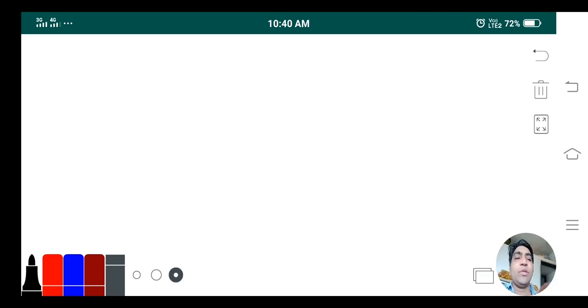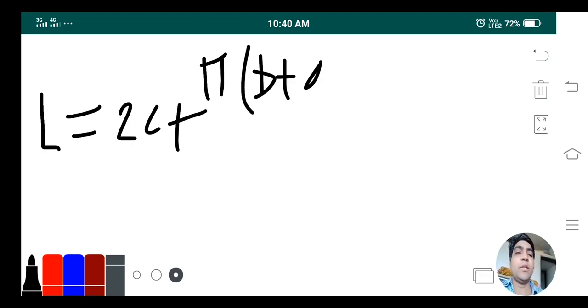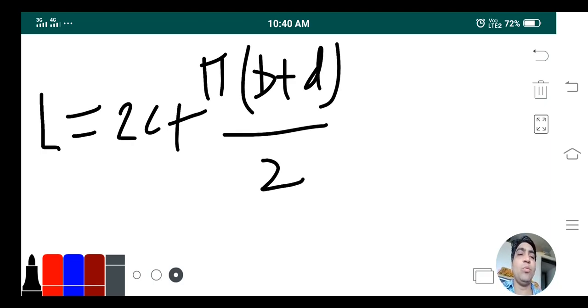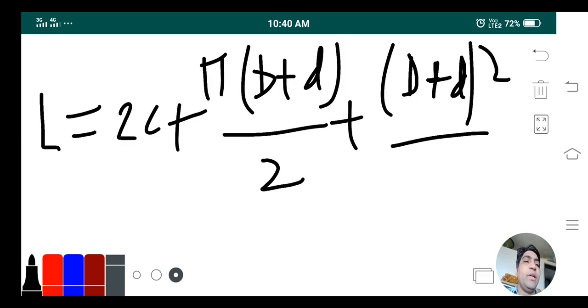Let's see what is the equation of belt length in a cross belt drive. Capital L equal to 2c plus pi into capital D plus small d divided by 2 plus capital D, here in place of minus there is a plus, capital D plus small d bracket square divided by 4c. This is the equation of belt length in cross belt drive.